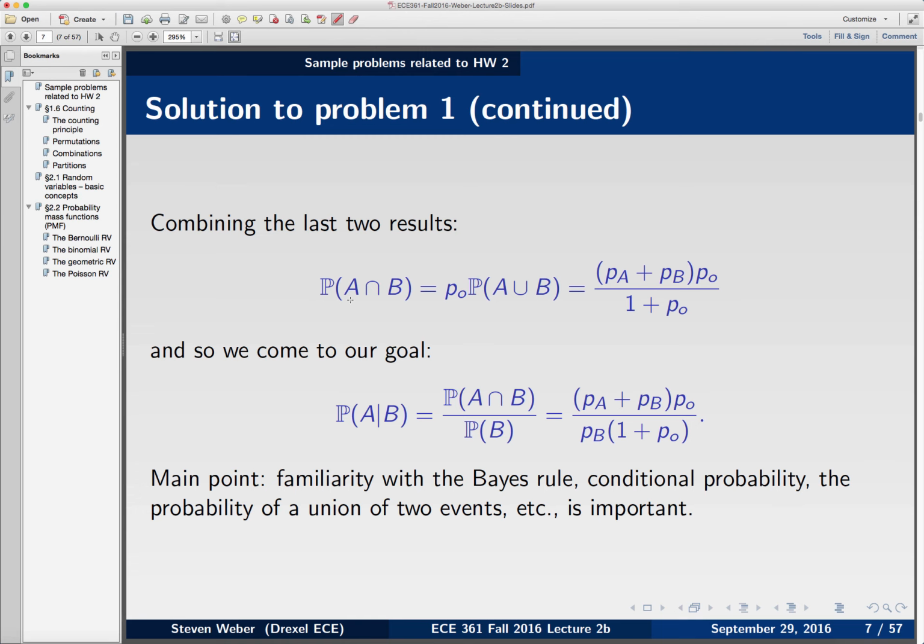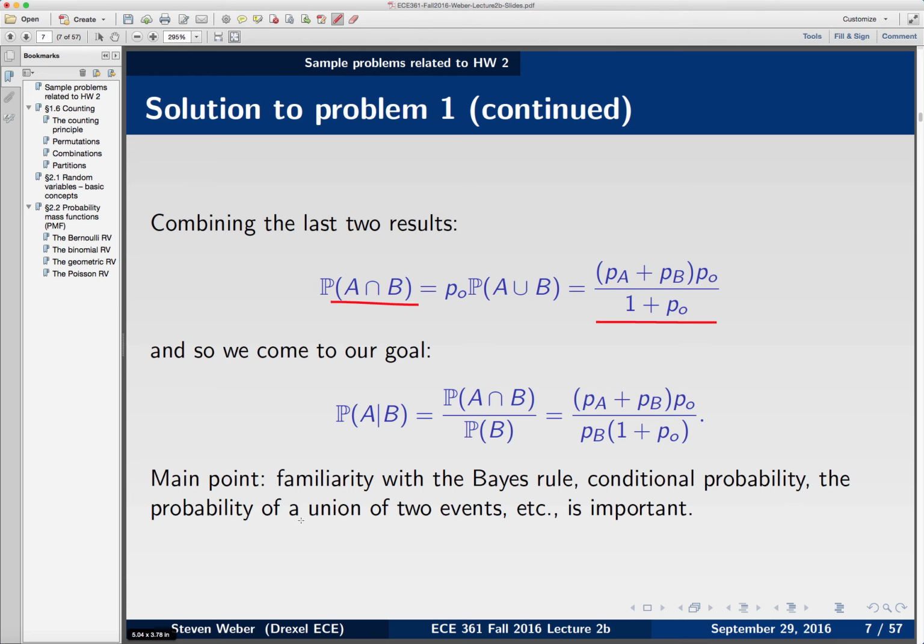So what that means is the probability of A and B, which we had earlier shown to be PA plus PB minus the probability of A or B, can be written in terms of the three given quantities, PA, PB, and PO, as such. And now we're almost done. By definition of conditional probability, the probability of A given B is the ratio of the probability of A and B over the probability of B. And substituting in the expression here, we get the final answer: the probability of A given B expressed in terms of the three given quantities, PA, PB, and PO.